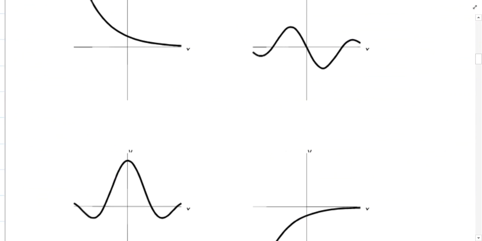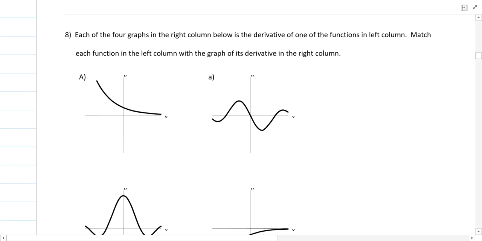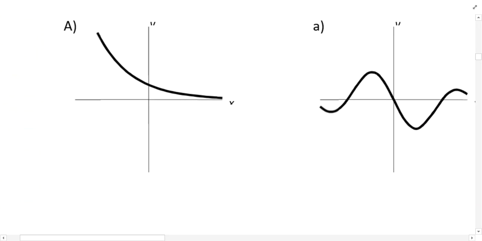So for this next question, labeled number 8, we're given graphs in the right column that are derivatives of graphs from the left column, and we need to match each function in the left column with its derivative in the right. So if I were approaching this, I would look at the graphs on the left and start considering what the derivatives ought to be, and I just pick some arbitrary points to do that.